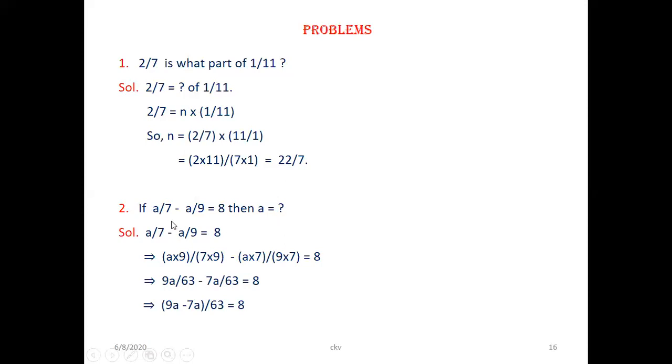Okay, if a by 7 minus a by 9 is equal to 8, then what is a's value? So what is given here? a by 7 minus a by 9 is 8. Now see, these two are fractions and we are finding the difference of those two fractions. Whenever you're finding the difference, you have to have the same denominator. They don't have the same denominator here, so you must make both fractions have the same denominator.